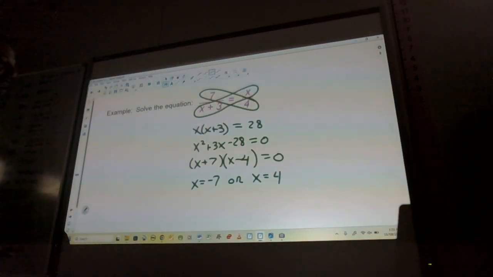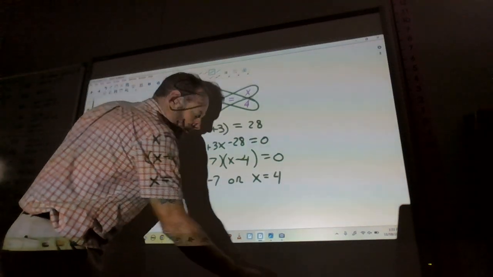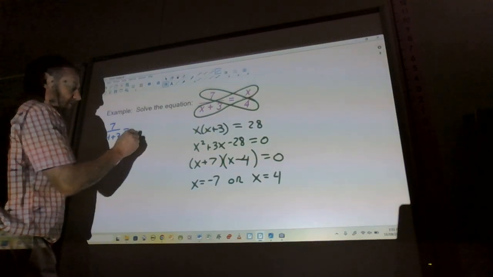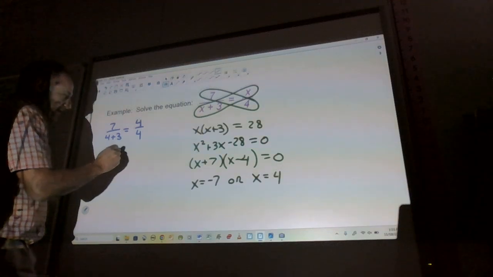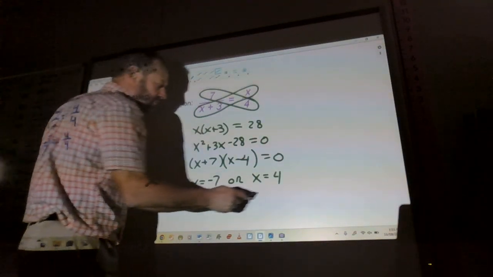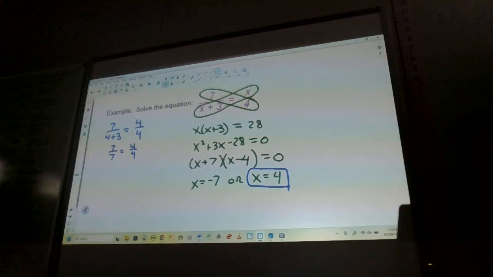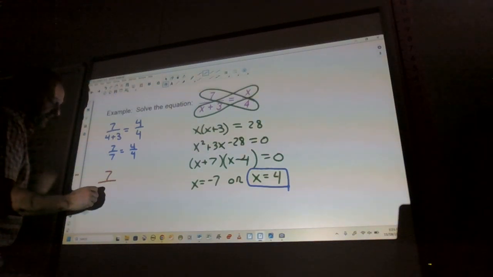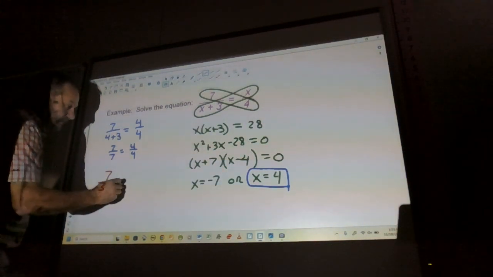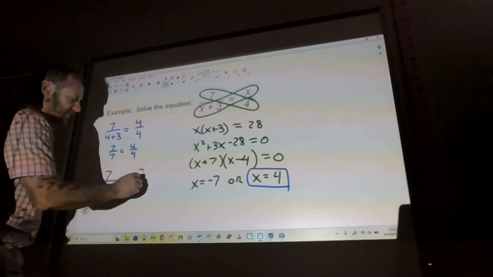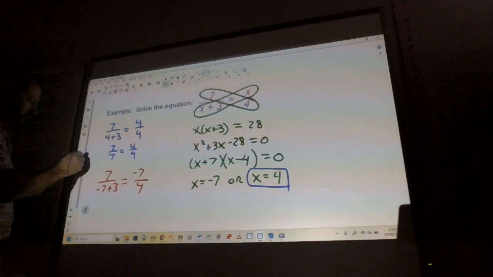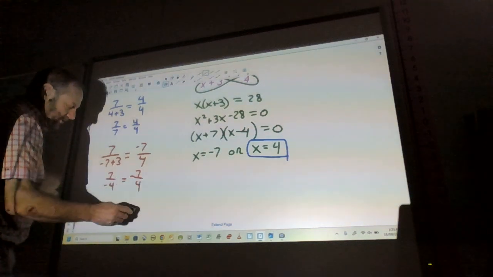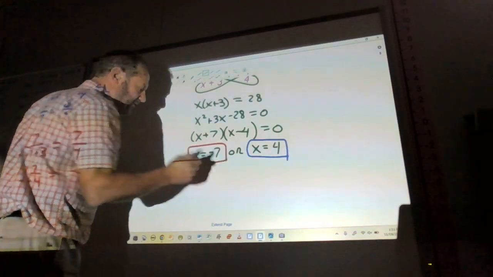All right, let's check it to make sure that it works, though. Okay, so let's check the 4 first. So we get 7 over 4 plus 3 should equal 4 over 4, and this is 7 over 7 equals 4 over 4. Both those are equal to 1, so 4 works. Okay, let's check negative 7 this time. So then I'd get 7 over negative 7 plus 3 should equal negative 7 over 4. And this is 7 over negative 4 equals negative 7 over positive 4. Those are definitely equal, so that's also a solution. So good, both of them worked.